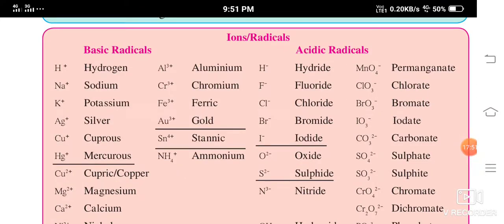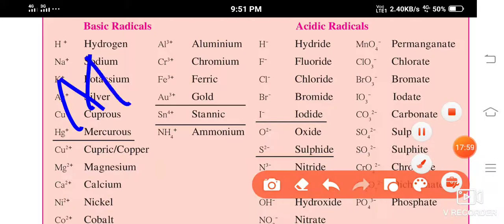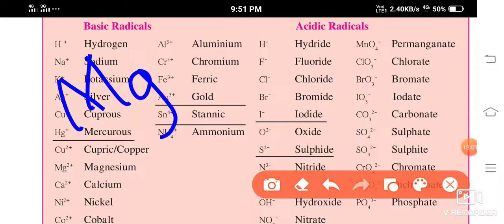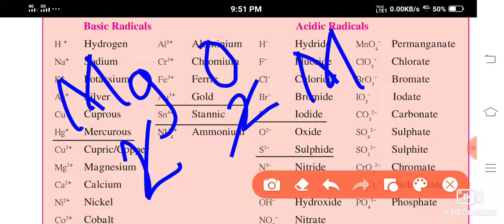See, magnesium oxide is Mg, that is 2, and oxide is also 2. So 2 and 2 will get cancelled. It will be MgO.